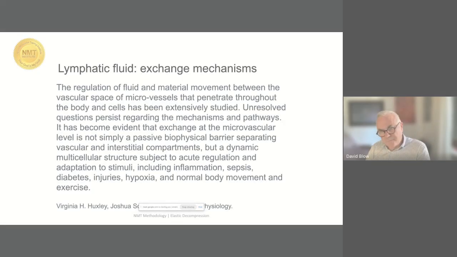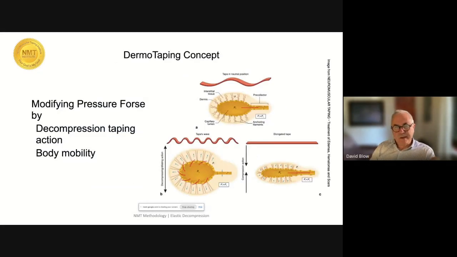Muscular taping is offering a different action, which is opposite to compression, the obvious action. So modifying the pressure is our objective, to modify the pressure, not to increase the pressure. So we can also look at dermotaping or neuromuscular taping as a system which creates negative pressure.